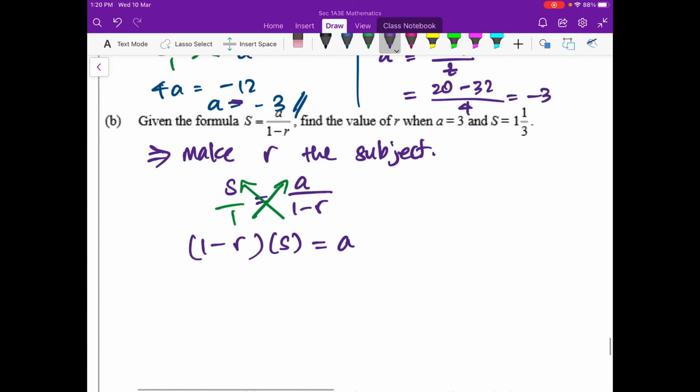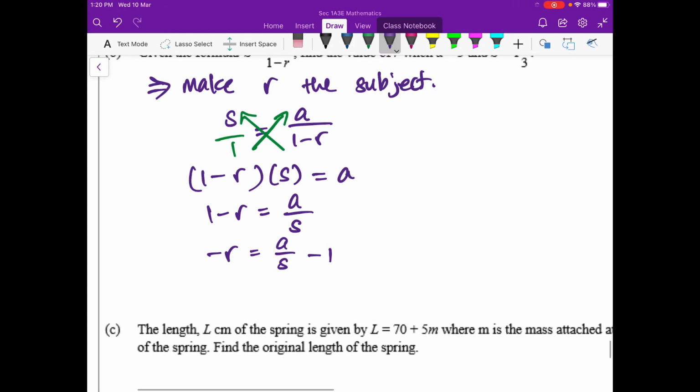I want to make r the subject. Currently, r is trapped inside this bracket with a multiplication of s. So to remove this s value, I divide by s on both sides. 1 minus r, that is a over s. And next, I want to remove the 1. To remove the 1, we subtract 1 on both sides. Negative r equals a over s minus 1.